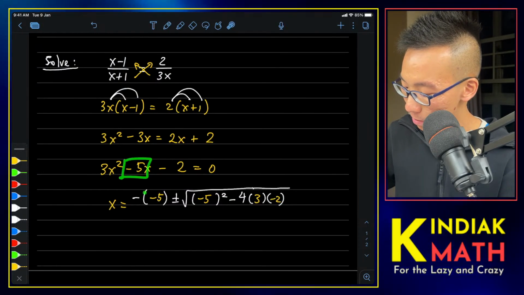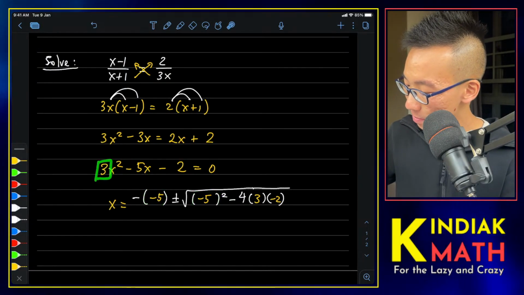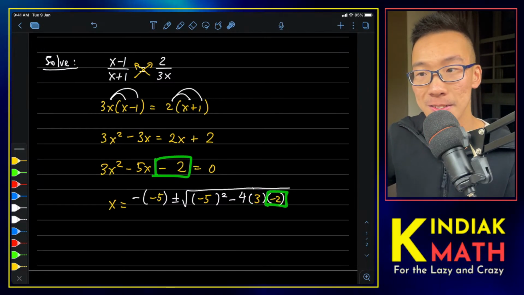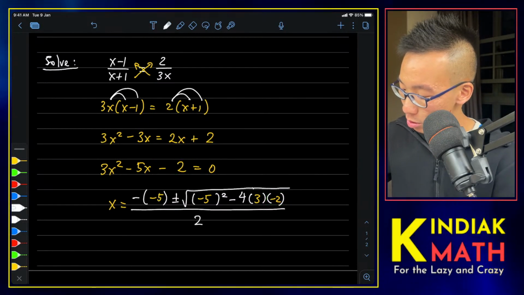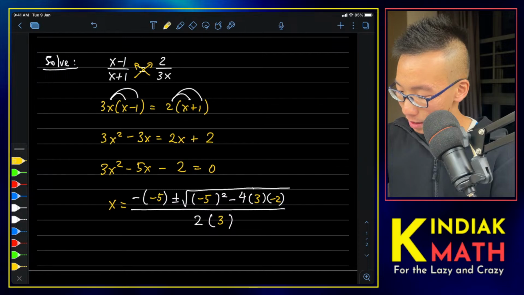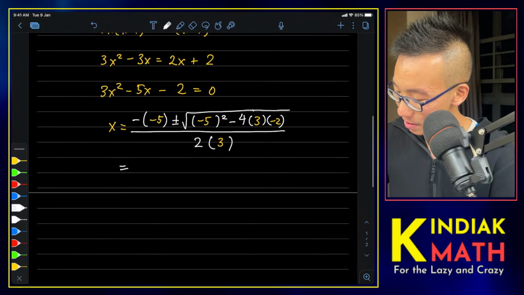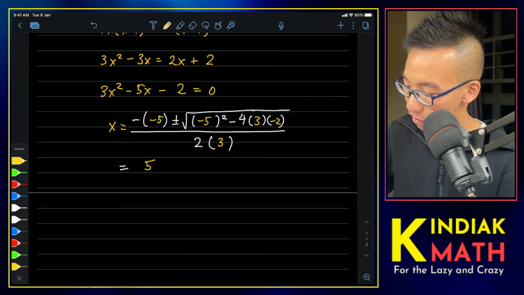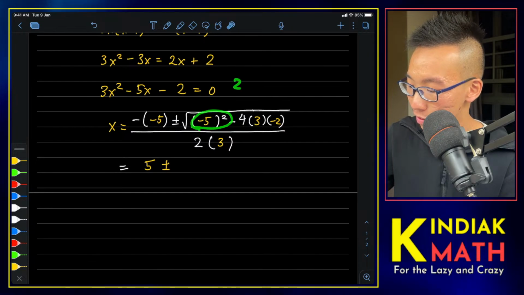This is b, and this is a. And of course, the last thing is that this is c. We're going to take that divided by 2 multiplied by a. Now let's do a quick simplification of the problem. That will give us negative of negative 5, which is just positive 5. Negative 5 all squared is 25.